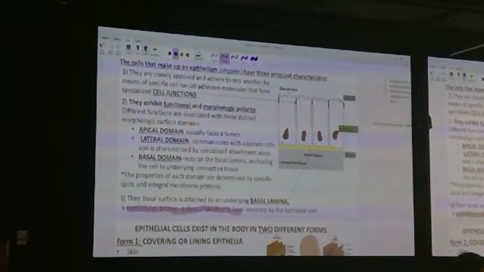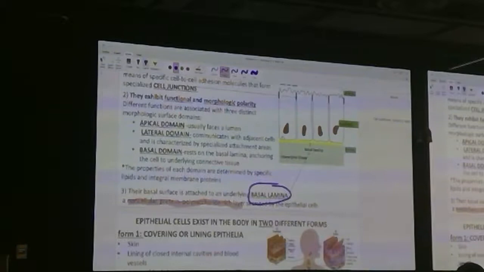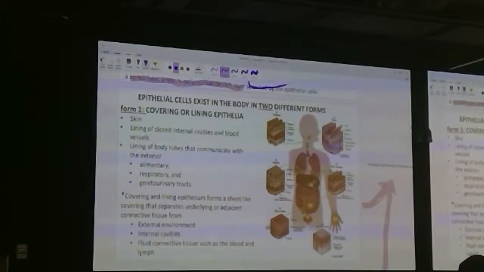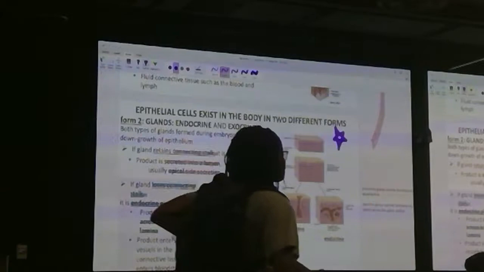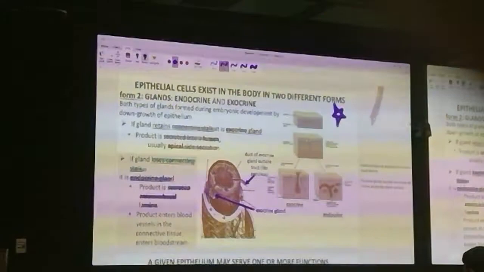Just know that the basal lamina divides connective tissue from epithelium. So you need to know that exocrine glands have a connecting stalk, and they secrete into the lumen. Endocrine glands have no connecting stalk, and they secrete to the basal lamina.